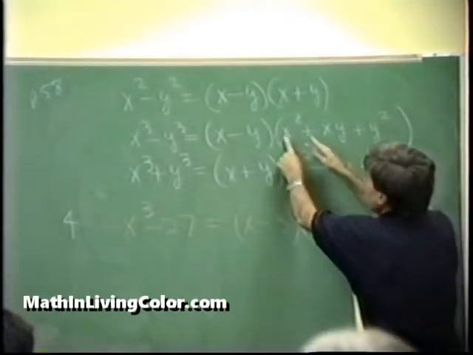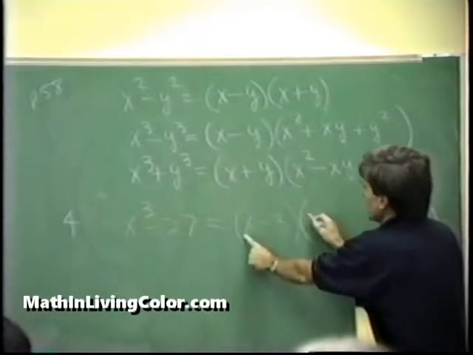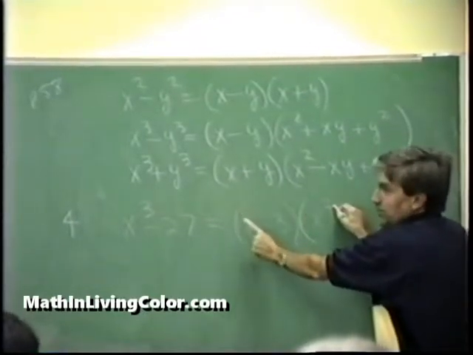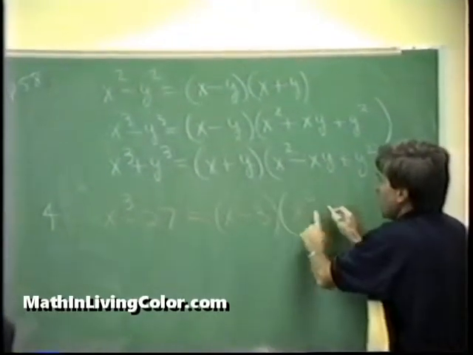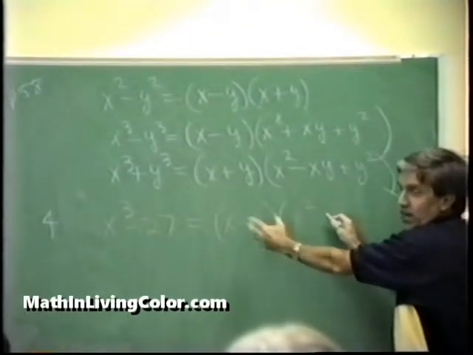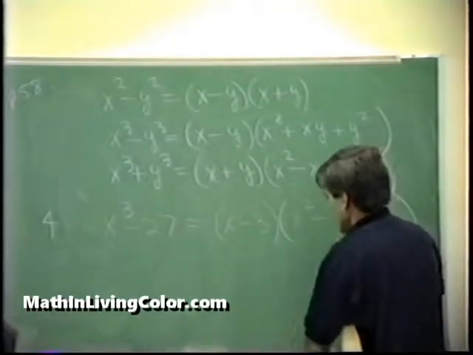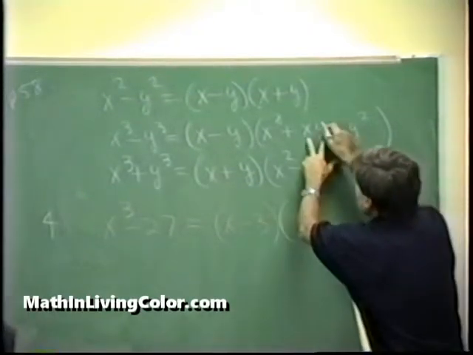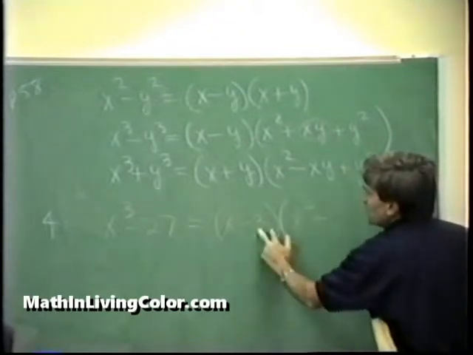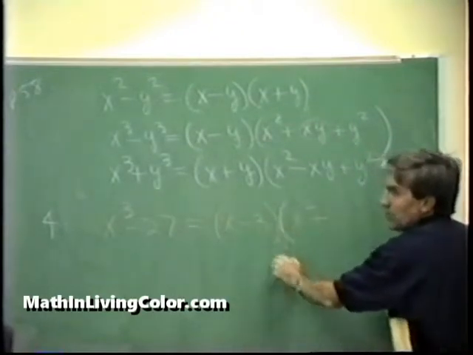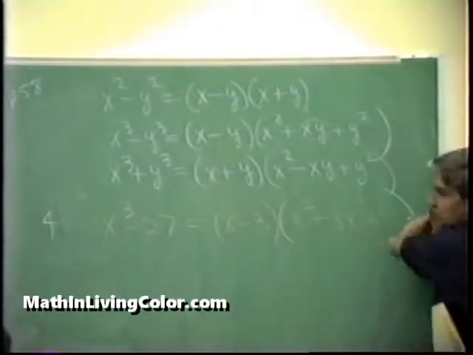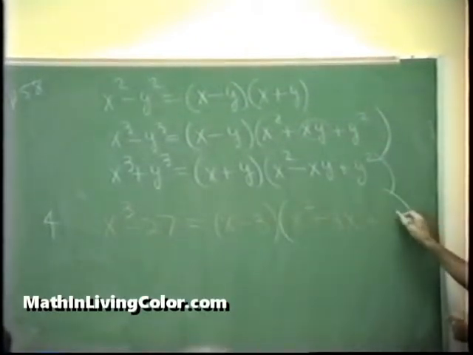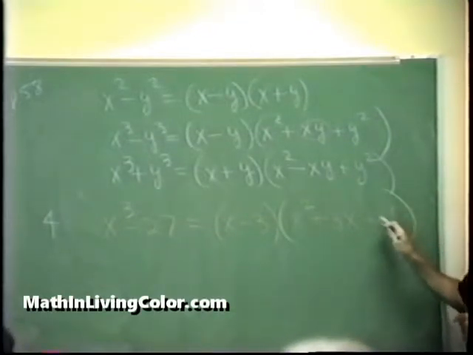The way we build this trinomial is we take the first and square it. Then we have a sign that's the opposite of whatever was there. Change the sign, make it a plus. And then take the product. xy represents the product of these two terms. What's the product of those two without the signs involved? 3x. And then we take the last and square it, which would be 9. And the last is always positive. Okay?